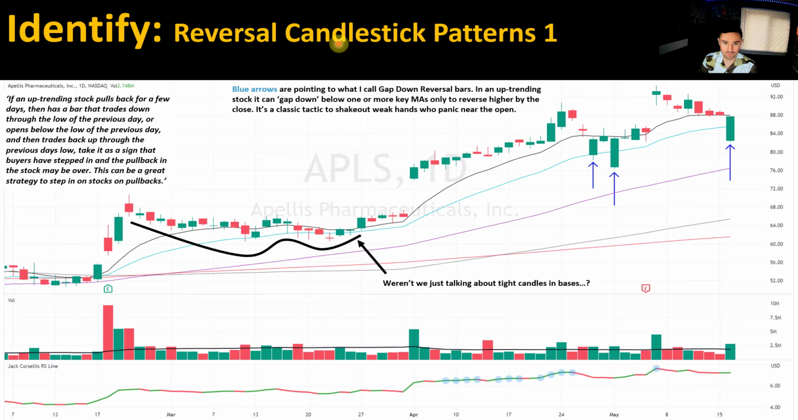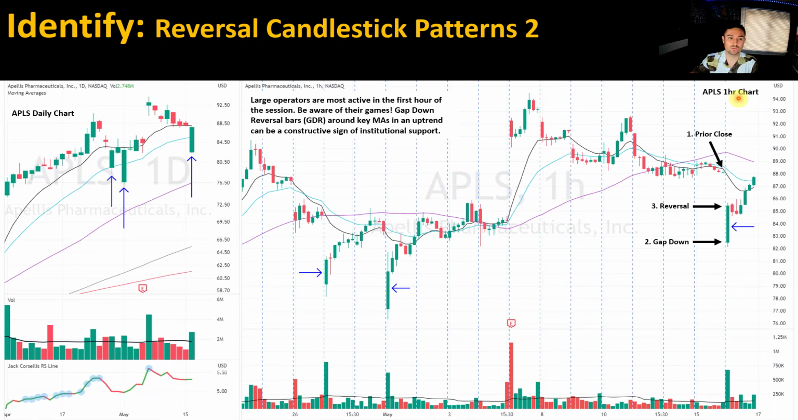Next one here, reversal candlesticks. I just want to emphasize the point that large operators, be aware of the game. So you will see shakeout demand tails, but you'll also see what I call gap down reversal bars. And actually they're a really constructive sign, especially if they're around key moving averages. So you see this bar here, the prior close is going to be up here at just over $84, $85. And then it gaps down, opens around $80 onto the 21 EMA and then reverses. And then again, it gaps down and reverses. Here, it gaps down and reverses. That is a classic game that you will see large operators playing.